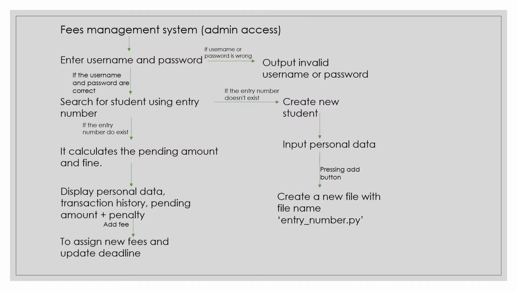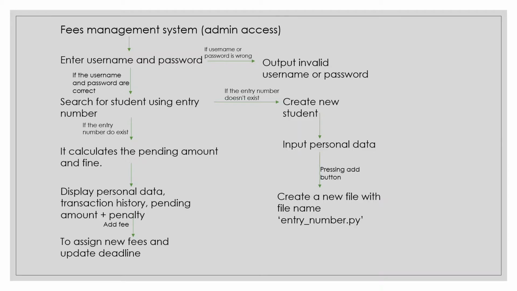If our username and password both are correct, then it will open a new window where it will take the value of the entry number of any student. If this entry number exists, then it will calculate the pending amount and fine of that student, and it will display to us the personal data, transaction history, and pending amount plus penalty. It will add them and show the total to us.